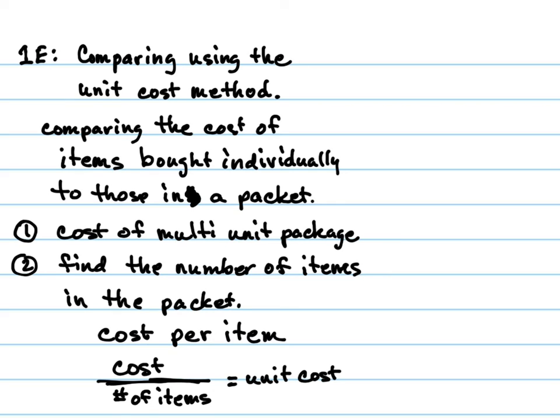All right? So again, the title of the lesson, comparing using the unit cost method. What we're doing is comparing the cost of items bought individually to those bought in a packet or a box or whatever. So all you need to do is find the cost of the multi-unit package, find the number of items in that package, and then step 3, do the cost per item, which simply means cost divided by the number of items, and that's going to equal your unit cost.